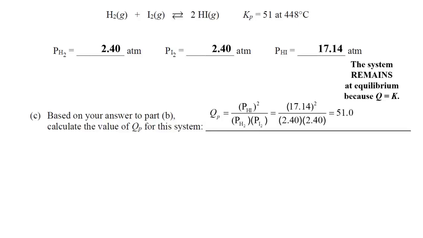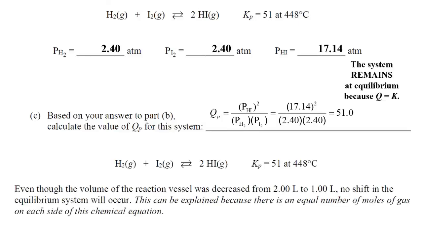So normally when you decrease the volume of the reaction vessel for a gaseous equilibrium, it will shift to whichever side of the equation has a smaller number of moles of gaseous particles. But in this case, the reason why there was no shift in the equilibrium system at all as a response to this decrease in the reaction vessel is because there's an equal number of moles of gas on each side of the chemical equation. So no shift occurred and Q remains equal to K despite the decrease in the volume from 2 liters to 1 liter.